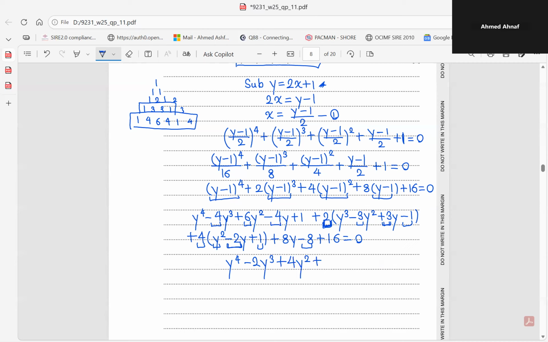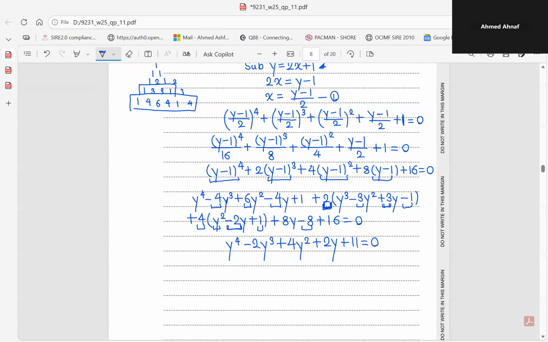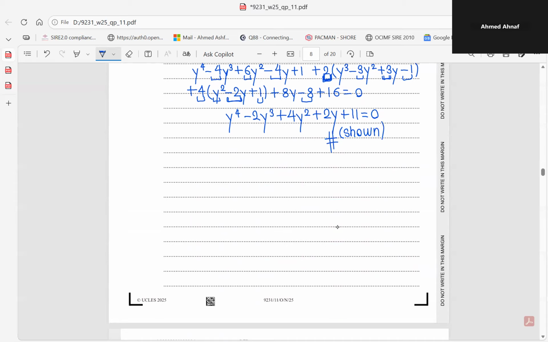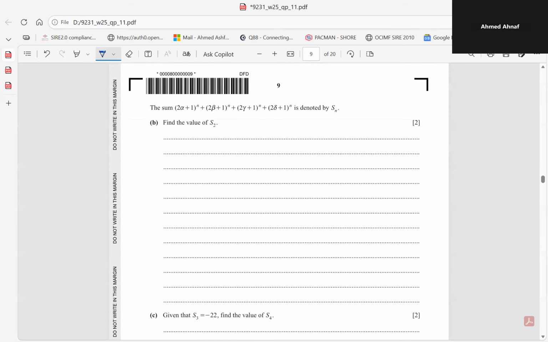That is plus 2y, and you also have 1 minus 2 plus 4, minus 8 plus 16, which is plus 11 equals to 0. And that's the exact equation that we have to get, so we can write shown. So with that, we can finally move on to the next part.